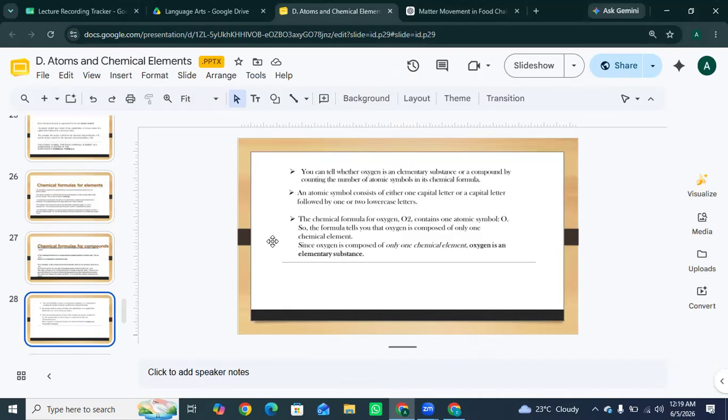In simple words, you can tell if something is an element or a compound just by counting the capital letters in its formula. Since O2 only has one atomic symbol, O, oxygen is an elementary substance, not a compound. Okay?